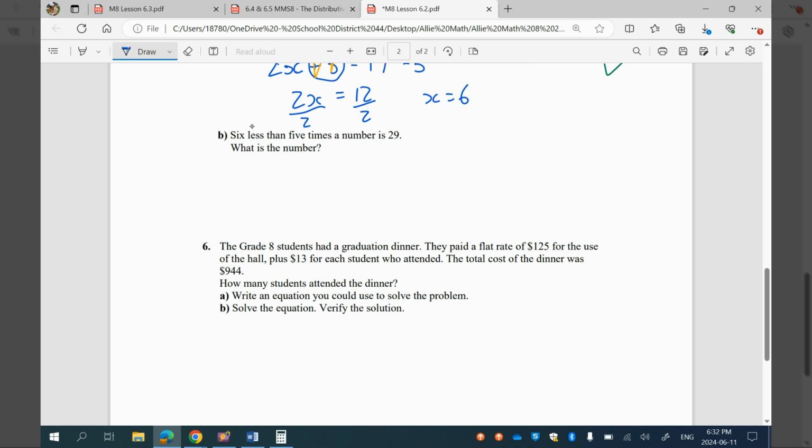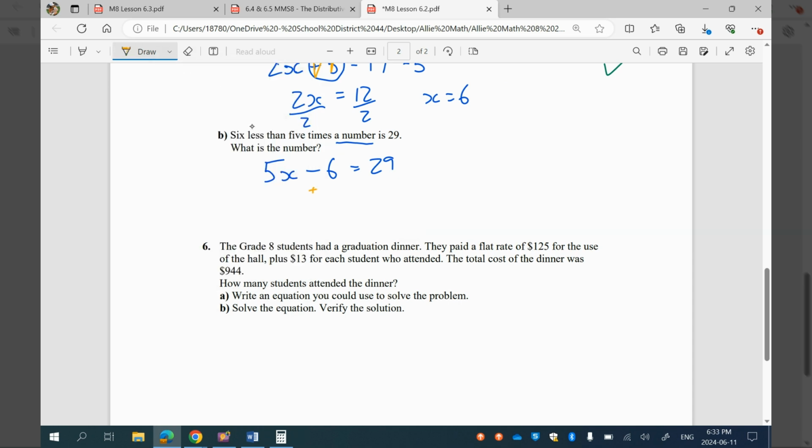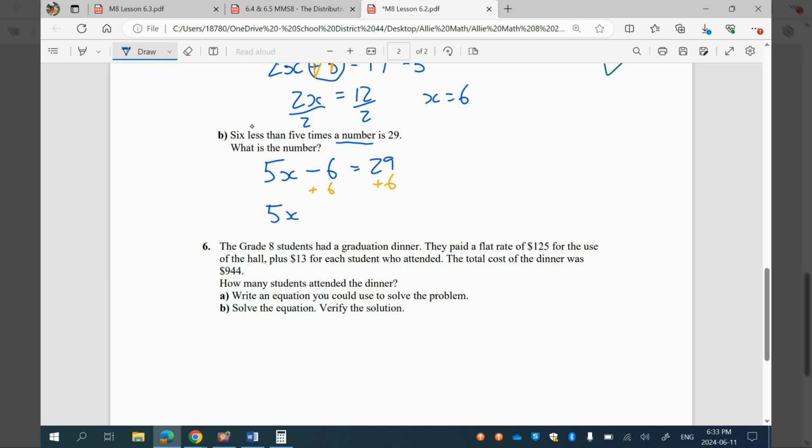Now we have 6 less than 5 times a number is 29. So we have a number, and we have 5 times that number, and we want 6 less than it. So we want to subtract 6, and that's going to equal 29. So now here's another way we could think about it. We can think about balancing our equation. We're going to plus 6 here, and we can plus 6 over there. We get 5x equals, that looks like 35.